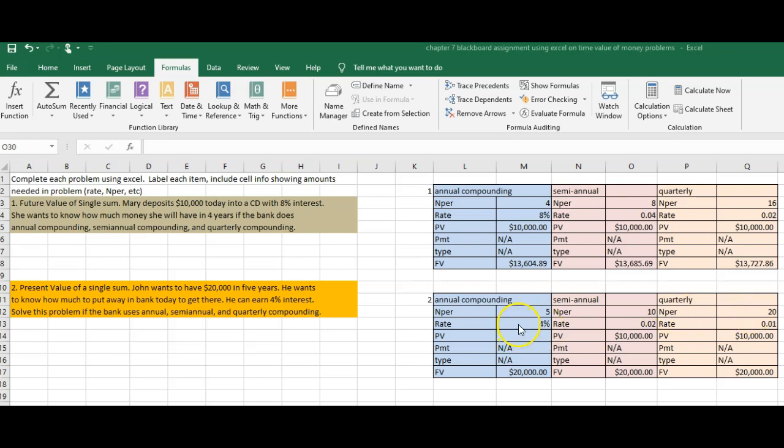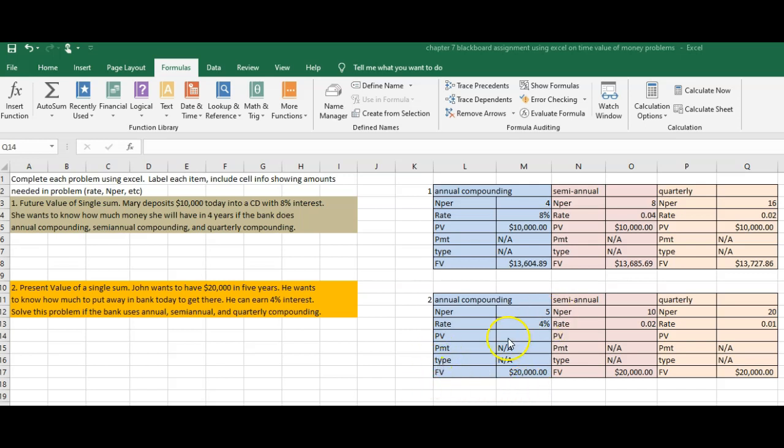The rate is 4% when it's annual. It switches to 2% when it's semi-annual and 1%. So notice 4% divided by 2 for semi, 4% divided by 4 to get us our quarterly rate. The present value is what we're looking for, and this time we know the future value is the 20,000 that he's going to have at the end of the 5 years. Again, since it's a single sum, the payment and the type are left blank.